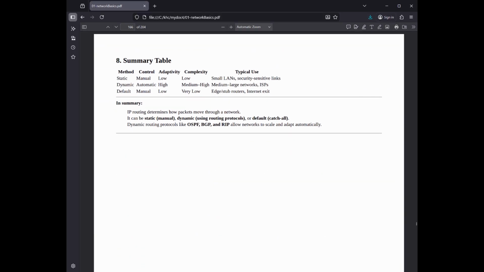Floating static routes: a backup static route with a higher administrative distance that only activates if the dynamic protocol fails. 2025 benefit: this combination improves operational performance by replacing complex policies with a single default route where appropriate.